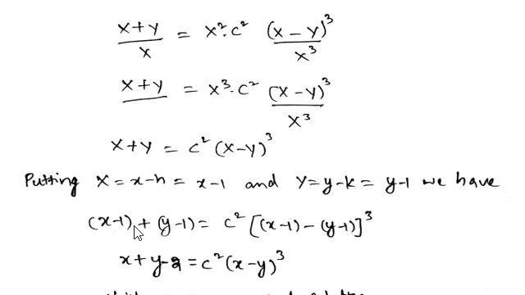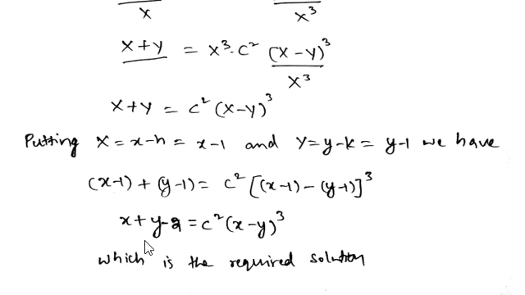So when you simplify here, x minus 1 plus y, plus into minus minus, so minus 1 minus 1 is minus 2, so x plus y minus 2 is equal to c square, and it is x minus 1 minus y, and minus of minus plus 1, so minus 1 plus 1 goes, the remaining thing will be x minus y, and whole cube is there. So ultimately you can write it as x plus y minus 2 is equal to c square into x minus y whole cube. So this is the required general solution for the given differential equation.